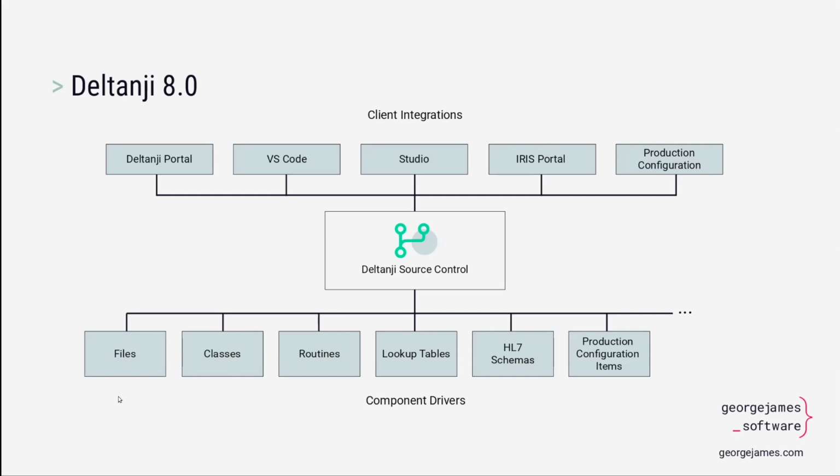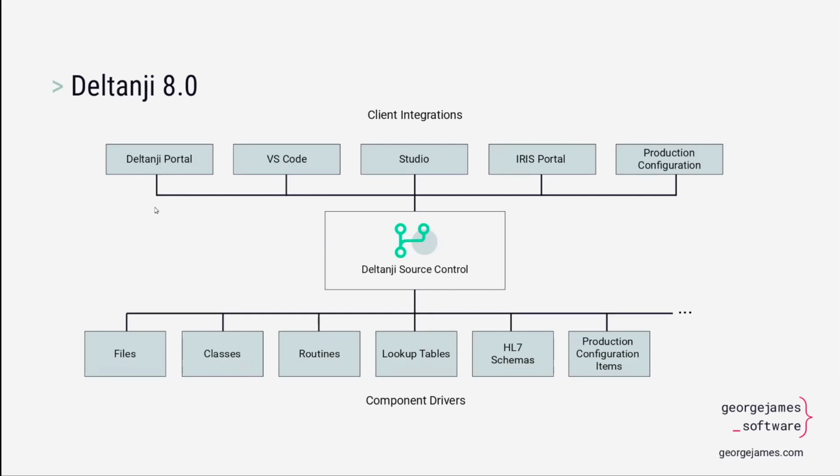If you're using something like Git, then all you get to work with is files on the file system. So you're looking at that box on the left. Everything else to the right of that are things that Deltanji does that Git and GitHub are unable to do. So that's the value add of Deltanji. So above the line, we've got client integrations, and these are the ways that you can interact with Deltanji.